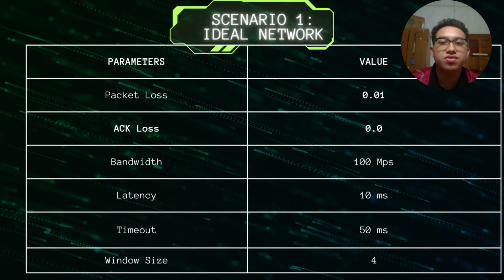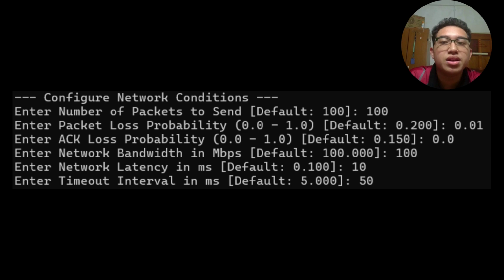The timeout interval is reasonably low at 50 milliseconds, and the window size is 4 for Go-Back-N and selective repeat. This setup helped us observe the best case performance of all three ARQ protocols. It serves as a baseline that we can compare against more challenging scenarios later. This is the configured network condition from scenario 1.